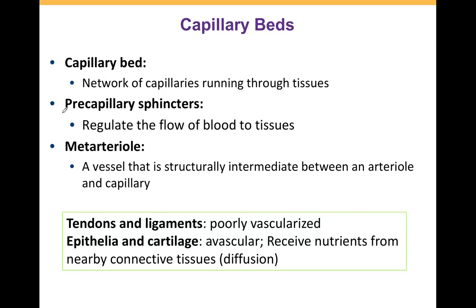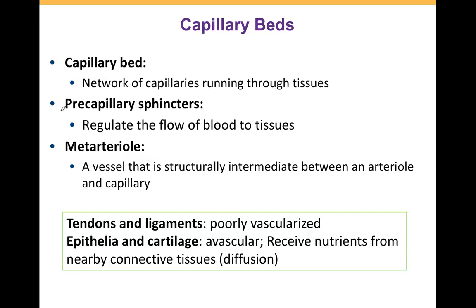Now, what you have inside the capillary beds is something called precapillary sphincters. Sphincters are round smooth muscles that can constrict or dilate to control blood flow, in this case, to certain regions and body tissues. You also have something called a metarteriole that runs inside the capillary bed, and it's intermediate between the arteriole, which is the blood vessel, and the capillary network that we are discussing right now.